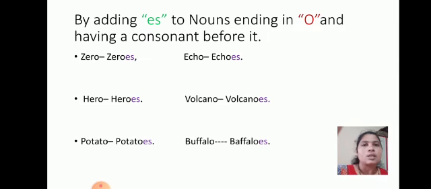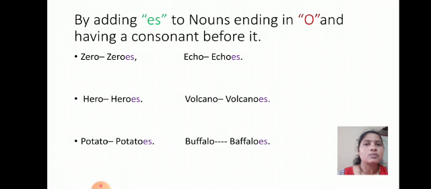Hero. The word hero also ends with the letter O, but before O there is a consonant R. So in plural it becomes hero, heroes. Volcano, volcanoes. The word volcano also ends with the letter O, but before O there is a consonant N. So in plural we add es at the end and it becomes volcano, volcanoes. Potato, potatoes. Buffalo, buffaloes.